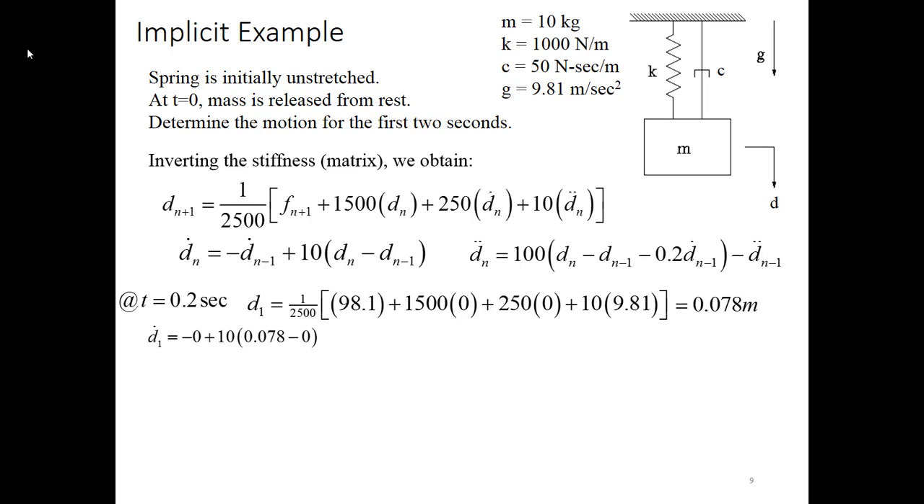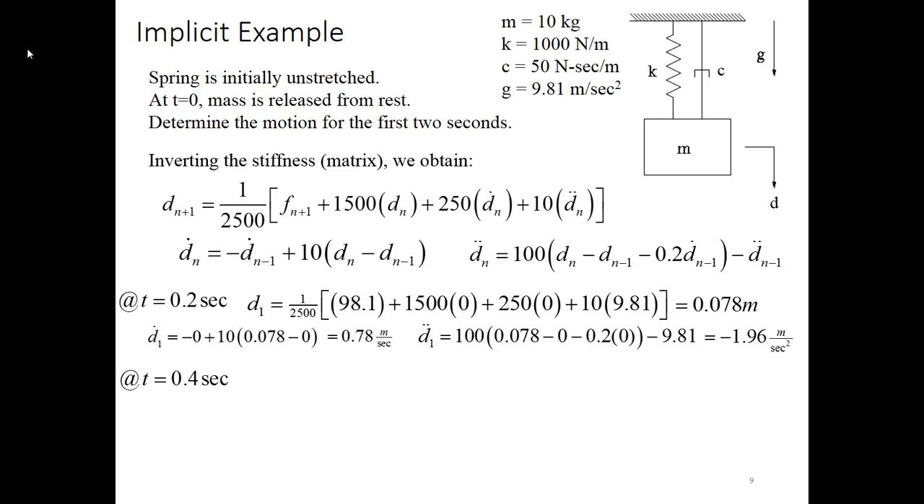Once I have that information, I can calculate my speed at this time step. So my prior speed, the d_{n-1} term, was 0 because it was at rest initially, plus 10 times the 0.078 minus 0 because my prior position was also 0. So that gives me 0.78 meters per second. Similarly for the acceleration, I've got 100 times the current displacement, 0.078, minus the prior displacement, which was 0, then minus the 0.2 times the prior speed, which was also 0, and then subtract out the prior acceleration, which was the 9.81. That gives me minus 1.96 meters per second squared for my acceleration.